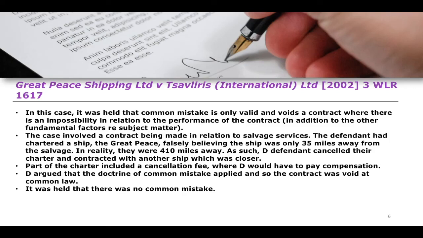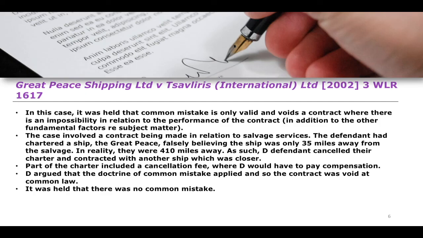They were 410 miles away, so the time frame in which this operation would have taken place was vastly different to what the defendant believed it was. But in reality, it wasn't impossible for the ship to perform the services that they were contracted for. So you're mistaken as to the location of the ship, but the common mistake here doesn't render the contract impossible to perform.